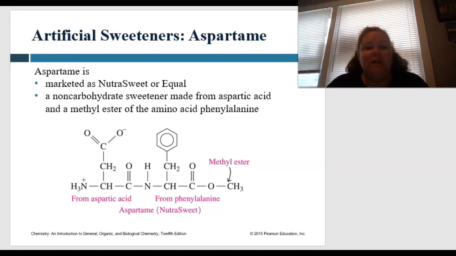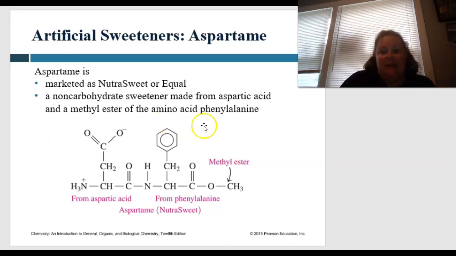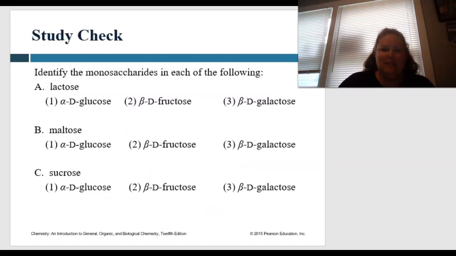Anyway, aspartame is marketed as NutraSweet or Equal, and this is a non-carbohydrate sweetener that's made from aspartic acid and a methyl ester of the amino acid phenylalanine. Okay, so this is from aspartic acid, this is from phenylalanine. We have a methyl ester here at the end, and this is the chemical structure of aspartame, or NutraSweet. So let's do your favorite thing, study checks.